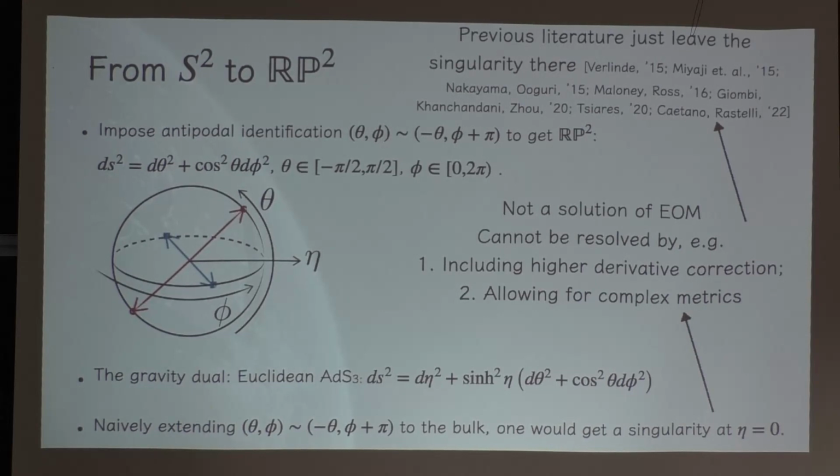Because previous works assumed that's the right saddle? Previously, they just left the singularity there, and they said, okay, it's not a saddle point, but it has the correct symmetry, so let us just think about computing correlators in this background. It's something like that. But yeah, it's not a solution of the Einstein equation.